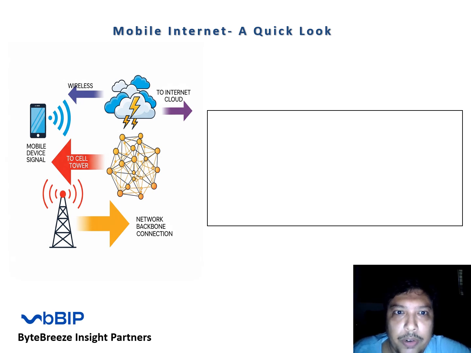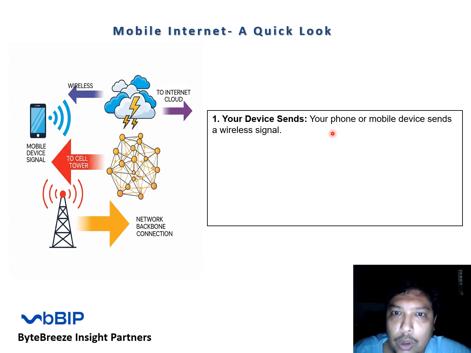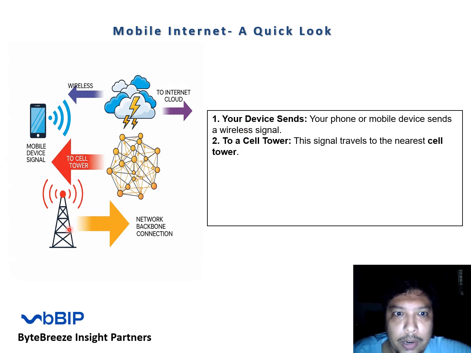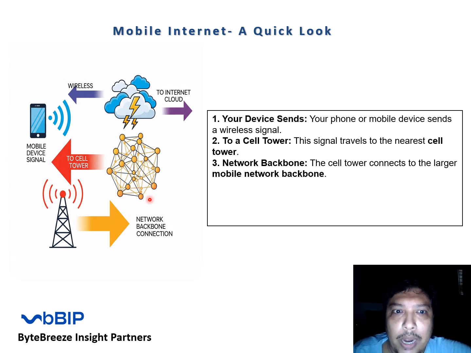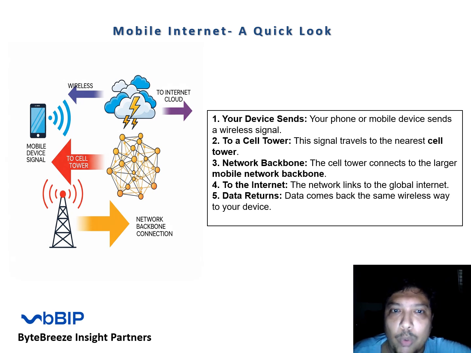Let's observe the mobile internet. How does it work? It's also simple. In order to connect with the mobile internet, we have a mobile phone or mobile device that sends a wireless signal to the nearest cell tower, and the cell tower connects to a large mobile backbone network, and it connects us to the global internet. So data comes back again the same way, wirelessly, to our mobile devices, and through the mobile devices, any devices like a smart TV, laptop, or desktop computer can be connected when our mobile device provides the hotspot. So this is the very simple network flow of how mobile internet is connected.